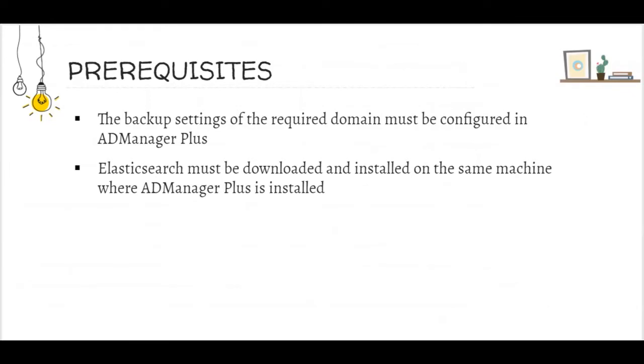The Elasticsearch must be downloaded and installed on the same machine where ADManager Plus is installed. Ideally, Elasticsearch must be downloaded automatically while configuring the backup settings of your domain. In case Elasticsearch is not downloaded automatically, then use the link in the description of this YouTube video to download Elasticsearch.